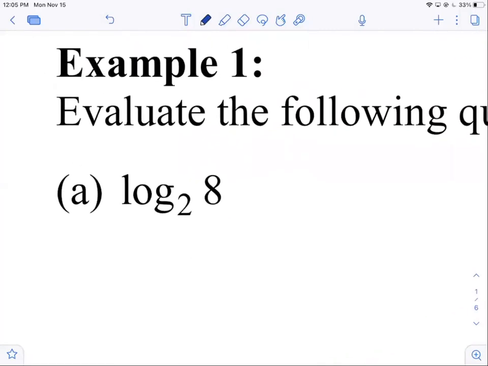Log base 2 of 8 without a calculator. Well, log base 2 of 8. That's how we read that. It's a number, right? It might be someone's jersey number. What's the answer? 3. The answer is 3.